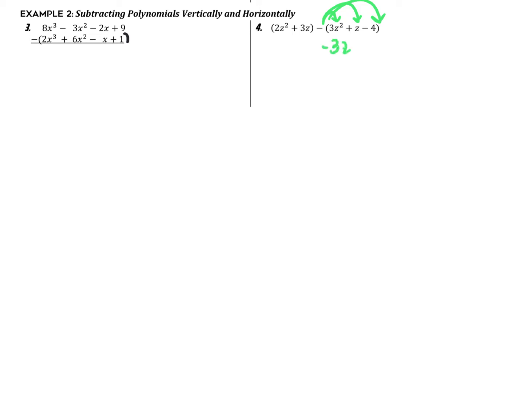So I'm actually going to do number 4 first. I'm going to distribute the negative. So the first part's going to stay the same, 2z squared plus 3z. Then negative 3z squared is going to become positive 3z squared. Z is going to become negative z, and negative 4 is going to become positive 4. And now I can do exactly what I just did. Now that I've dealt with the negative sign, I can just combine like terms here. So 2z squared and negative 3z squared, when I add those together, I'm going to get negative z squared.